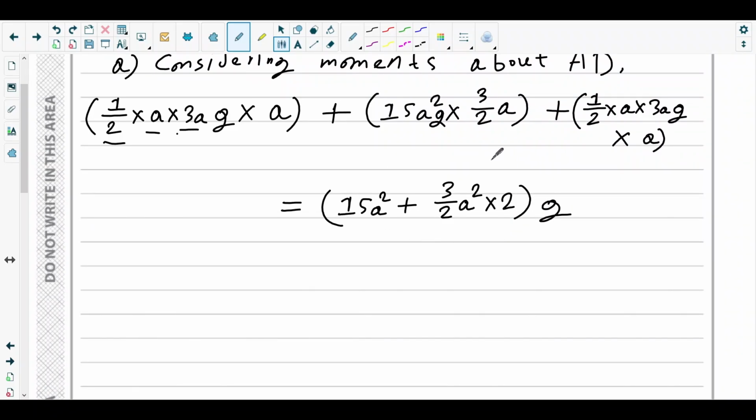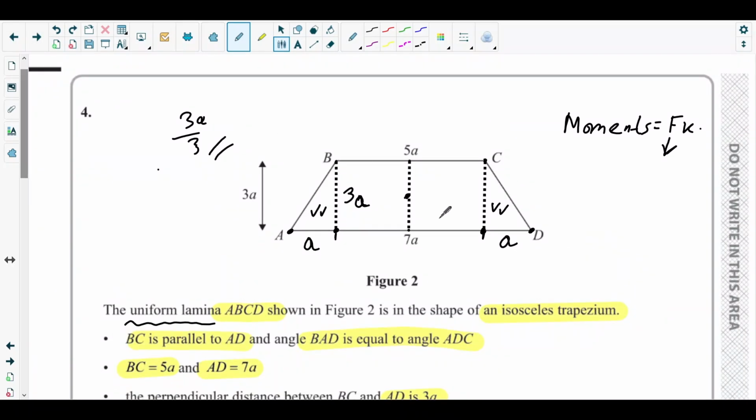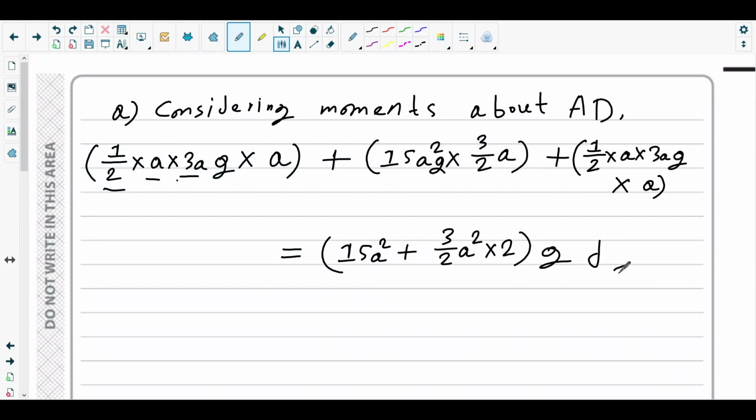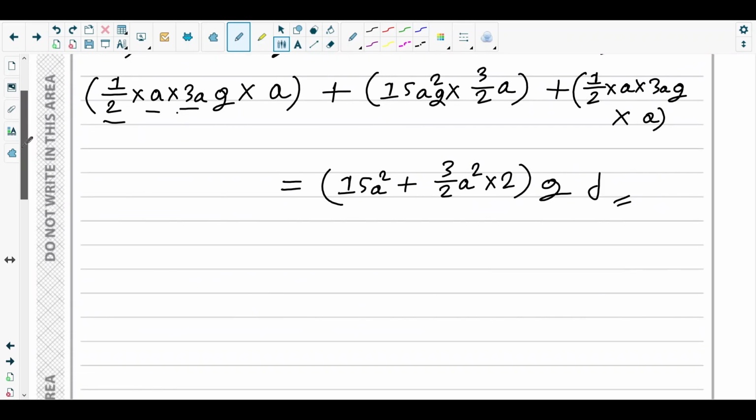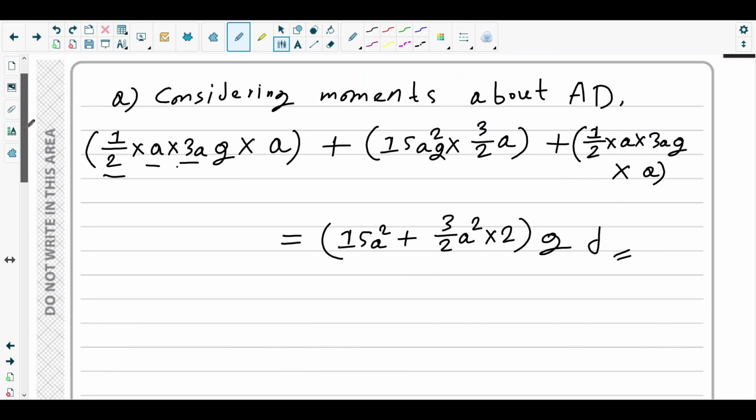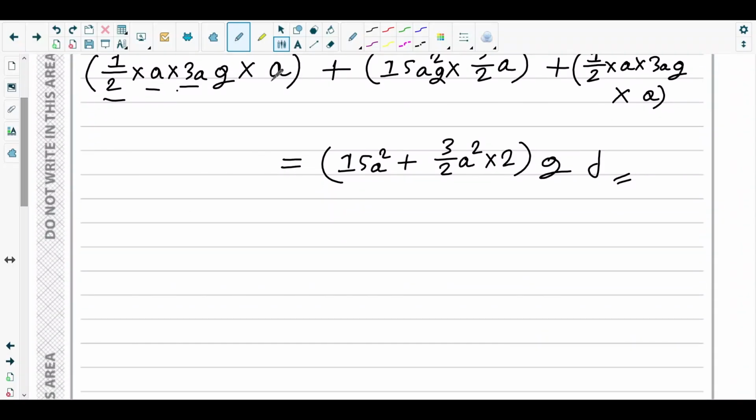Okay, this is the mass times its perpendicular distance. We need to find out d, because d is the distance of the center of mass from the side AD. We don't know the value of d, we need to figure it out. That's why this is the resultant moment. The resultant moment will be the moment due to the total weight of the whole lamina. Now calculate.